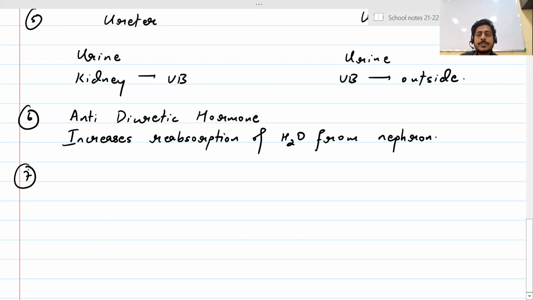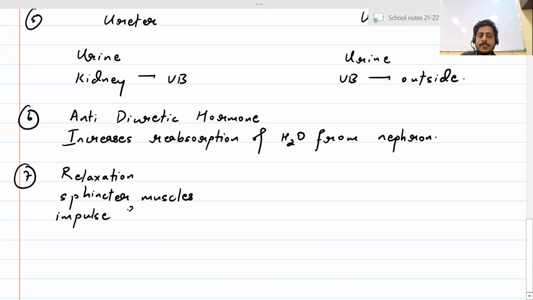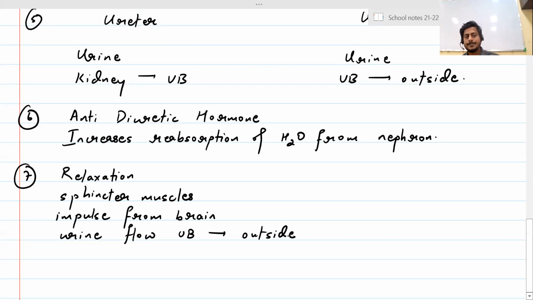Then you had the definition of micturition. Something as simple as the act of passing out urine. But we will write the better one, which is the entire sphincter function. It was the relaxation of the sphincter muscle under an impulse from the brain, allowing the urine to flow from the urinary bladder to the outside. It's basically the act of passing out urine.